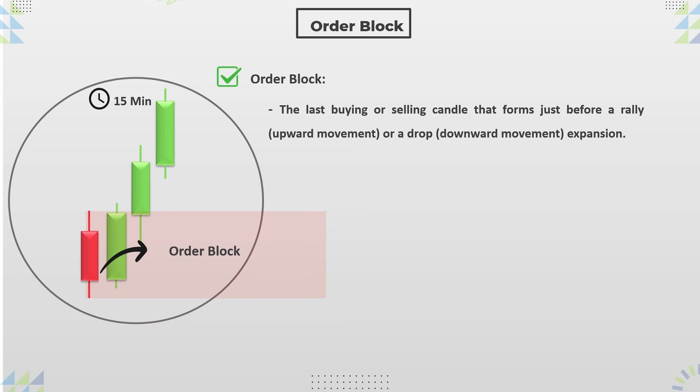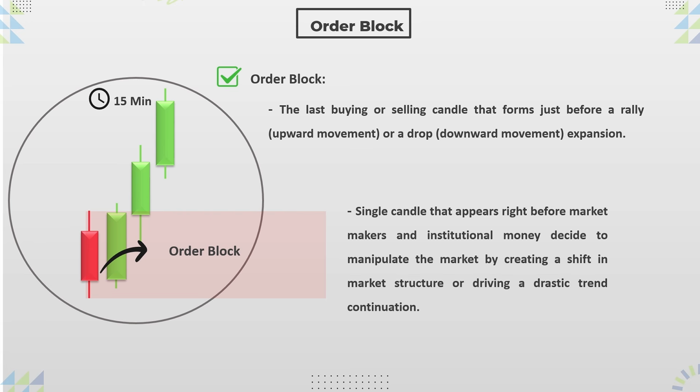The order block is the last buying or selling candle that forms just before a rally, upward movement, or a drop, downward movement expansion. Essentially, the order block is a single candle that appears right before market makers and institutional money decide to manipulate the market by creating a shift in market structure or driving a drastic trend continuation.